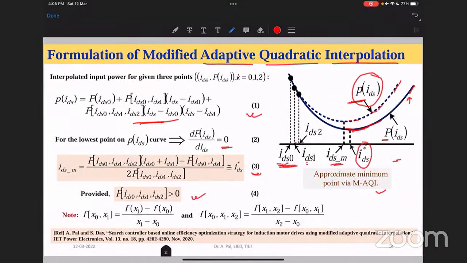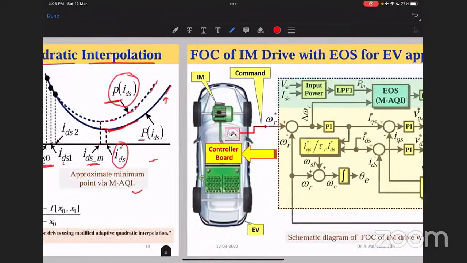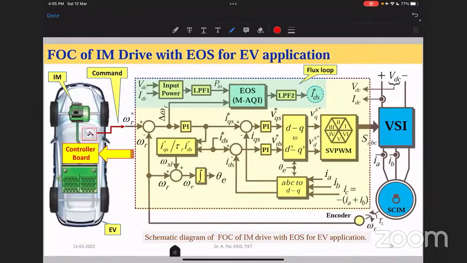Okay, so where have I implemented this? This is the slide where I implement these things. I have implemented this scheme in a field-oriented control induction motor drive. This is the structure of indirect field-oriented control of an induction motor drive, used in electric vehicles. The control scheme is developed in the synchronously rotating reference frame with two current sensors only, that is IA and IB.